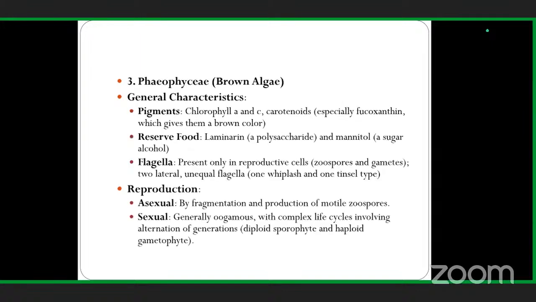So number 3 is Phaeophyceae, that is the brown algae. Phaeophyceae is also known as brown algae. So what are the general characteristics? Number 1, pigments. Chlorophyll a and c are present. Carotenoids are there, especially fucoxanthin, which gives them a brown color. Due to the presence of this fucoxanthin, Phaeophyceae is also known as brown algae. In brown algae, from which pigment has the brown color been imparted? The answer is fucoxanthin.